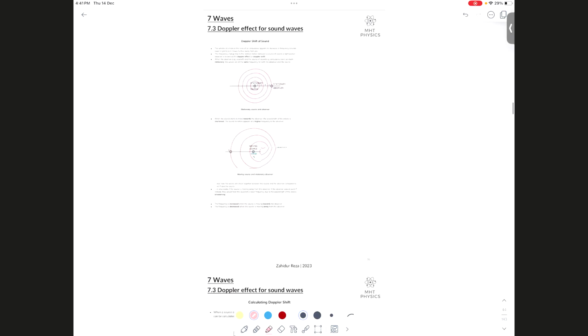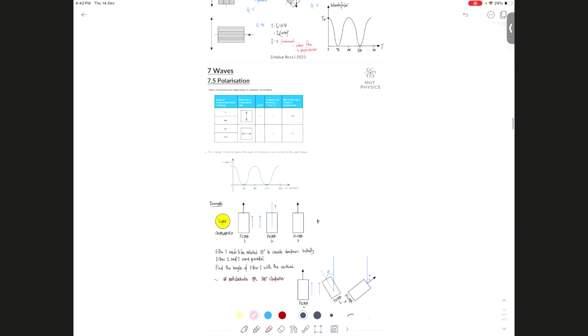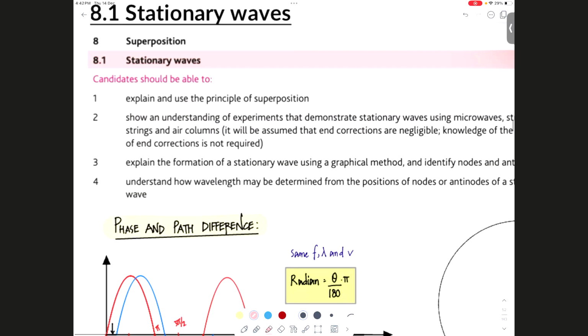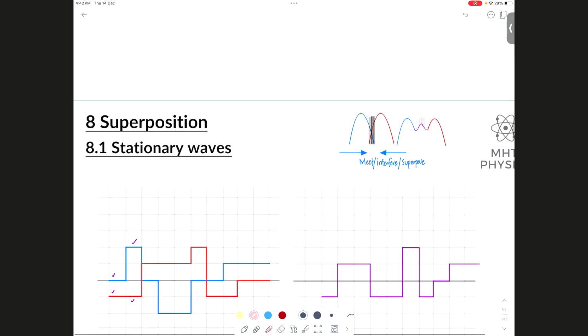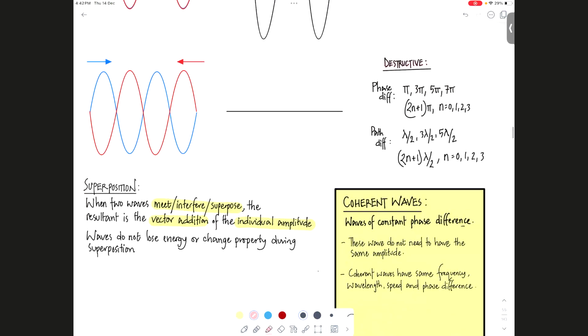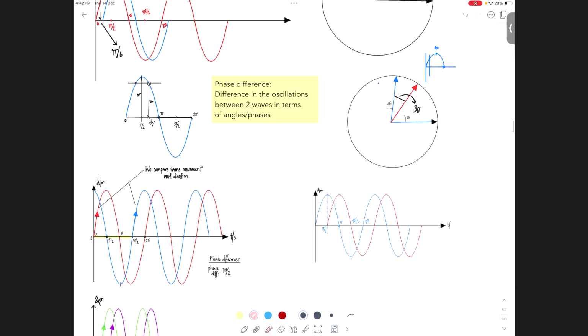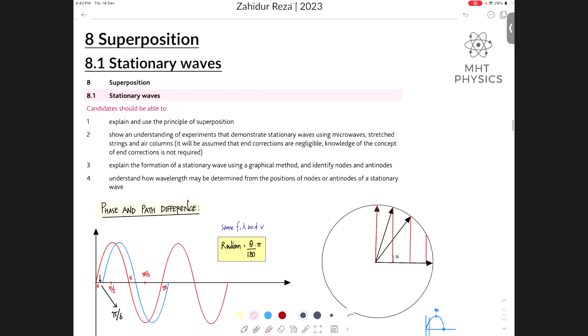What was the change? Right. You need to know three things in full detail. It's in the syllabus. I will clarify that because you might be wondering is there more to this or not. Look at point 2. So the first point: explain and use the principle of superposition. That's the waves interfering. We've done that the other day, right?